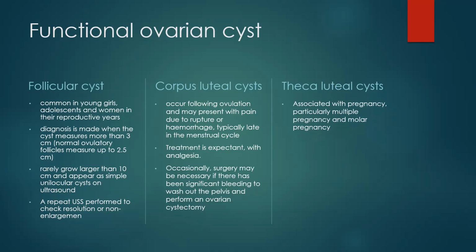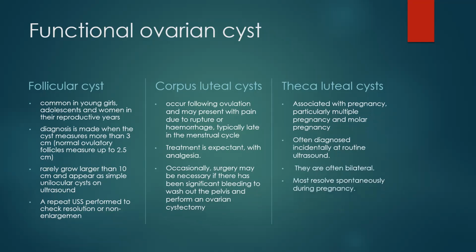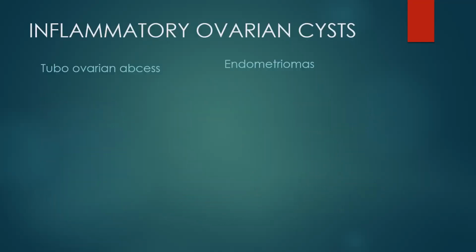Then the theca luteal cyst is associated with pregnancy, particularly multiple pregnancy and molar pregnancy, because whenever there's increased beta hCG in the body, there is increased risk of theca luteal cyst. These are often diagnosed incidentally or at routine ultrasound, and they are often bilateral. Most resolve spontaneously during pregnancy.